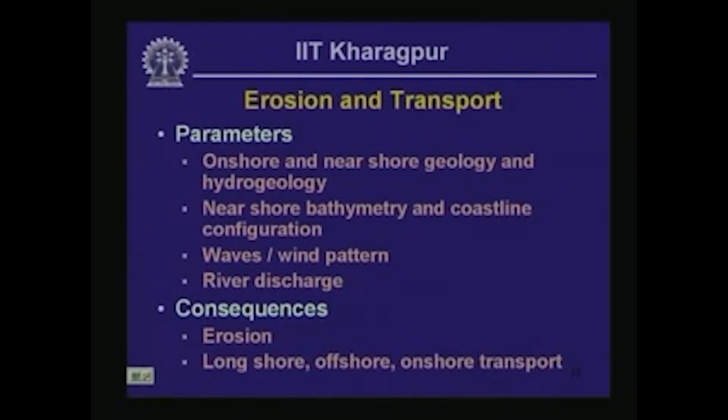Consequences are basically longshore erosion and longshore, offshore and onshore transport, where longshore transport is transport of eroded particles that is driven by waves that move parallel to the coastline. Offshore transport is that controlled by waves that are moving away from the coastline, and onshore transport is that caused by the waves that are moving towards the coastline.